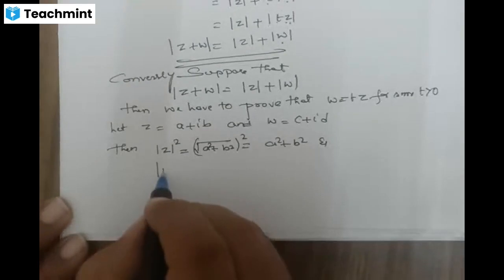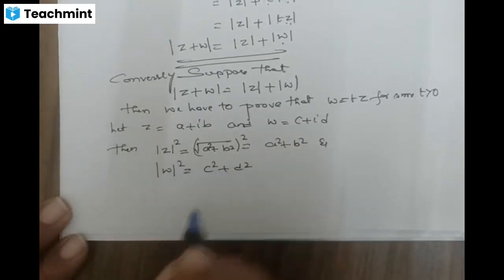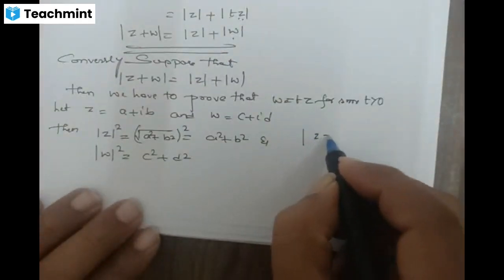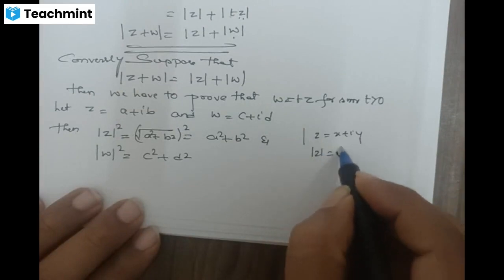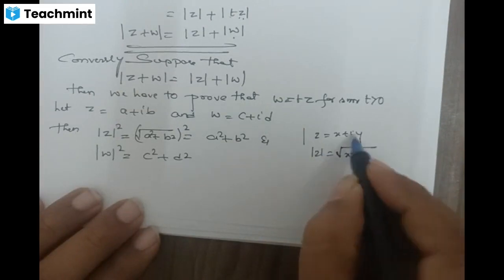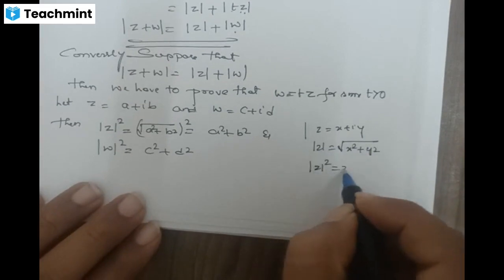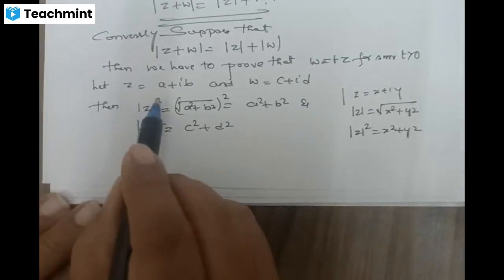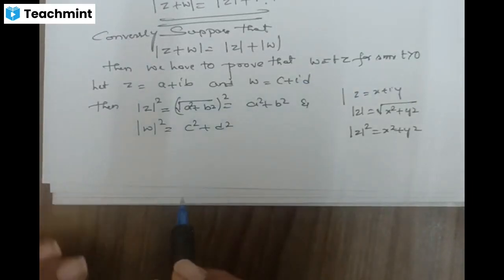Similarly, modulus of w whole square is equal to c square plus d square. Suppose z is equal to x plus iy, then mod z is equal to root of real part whole square plus imaginary part whole square. Squaring on both sides, mod z whole square equals x square plus y square. Using this, we can write mod z whole square equals a square plus b square, and mod w whole square equals c square plus d square.